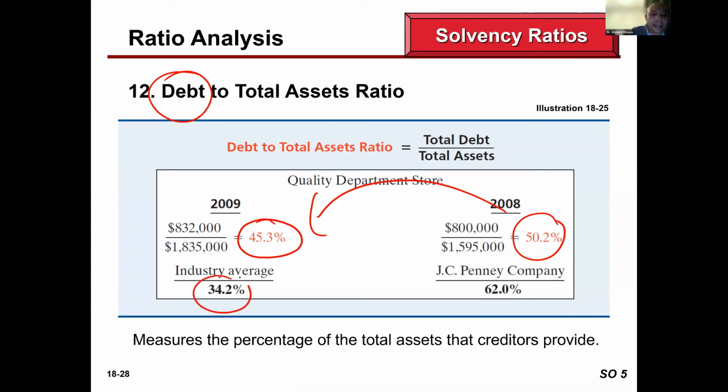Compare it to the industry average. You are more than the industry average of 100, so that means you're doing worse than the industry average. You need to improve yourself and pay your debts in order to be able to survive.